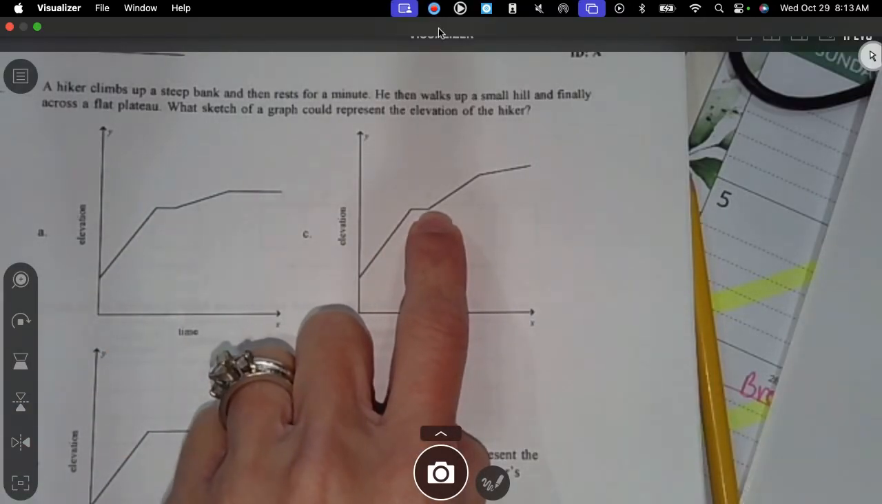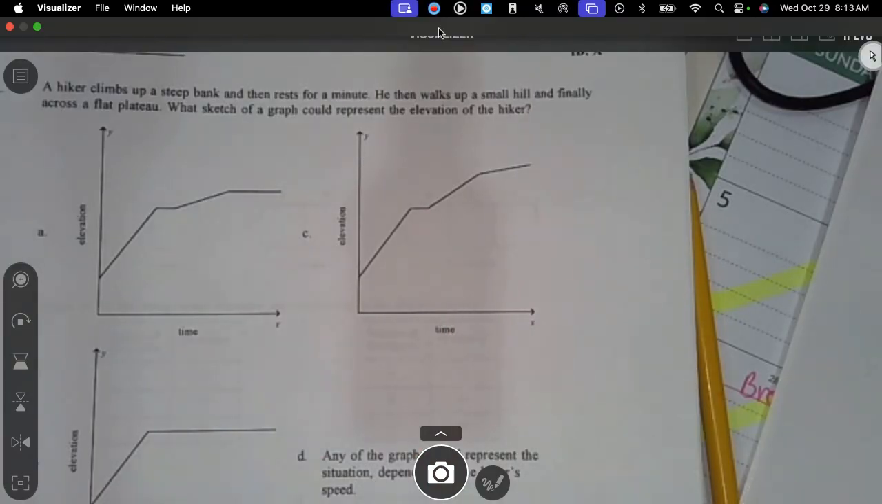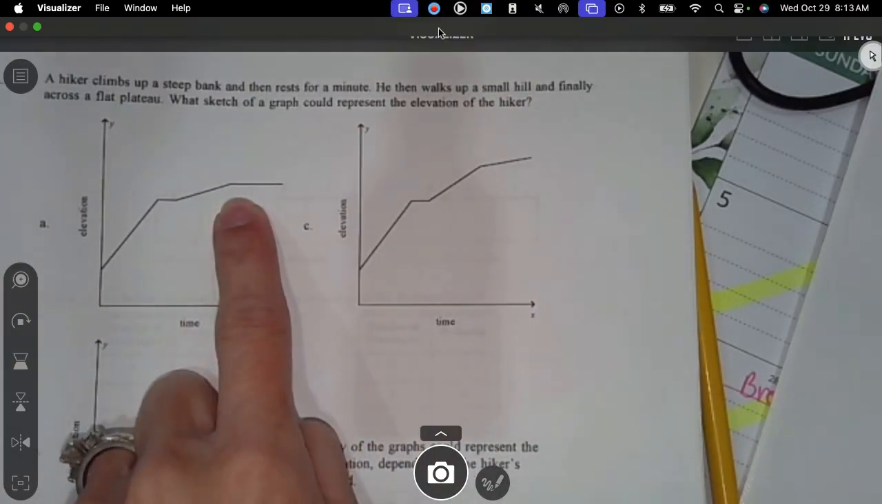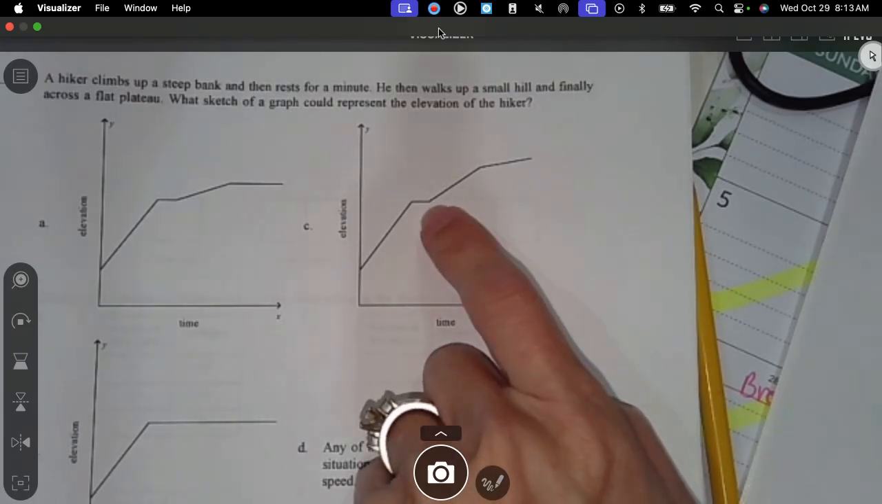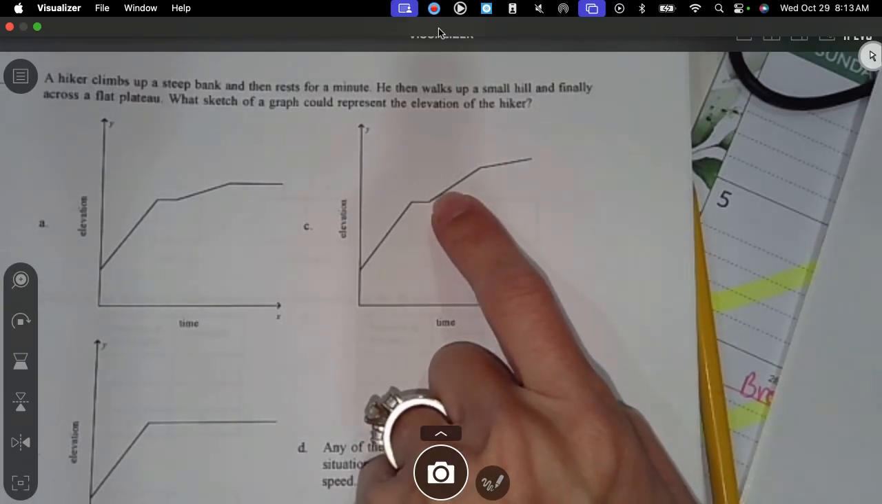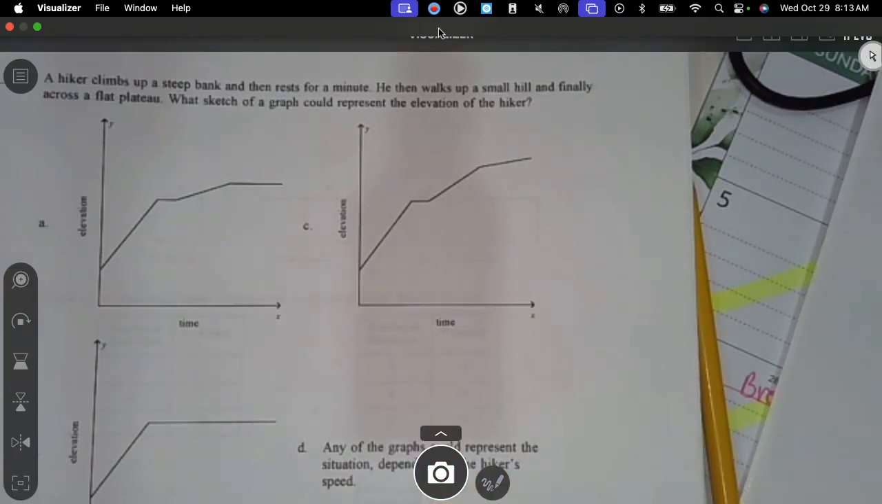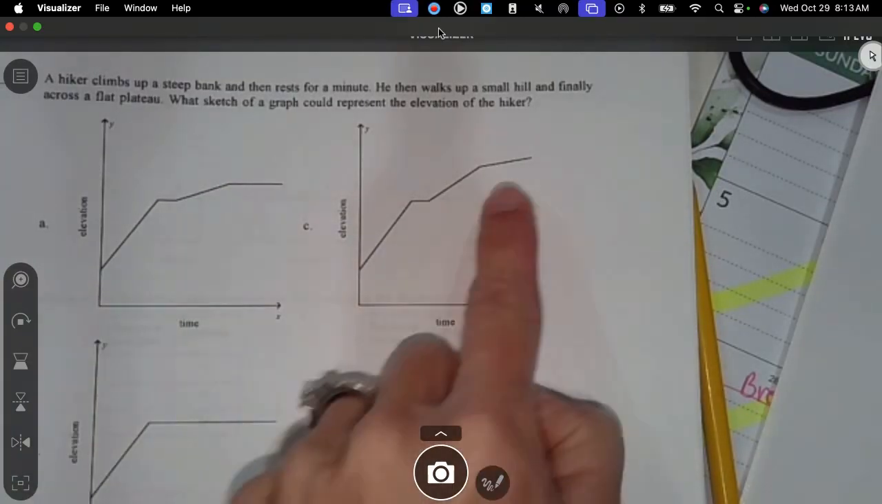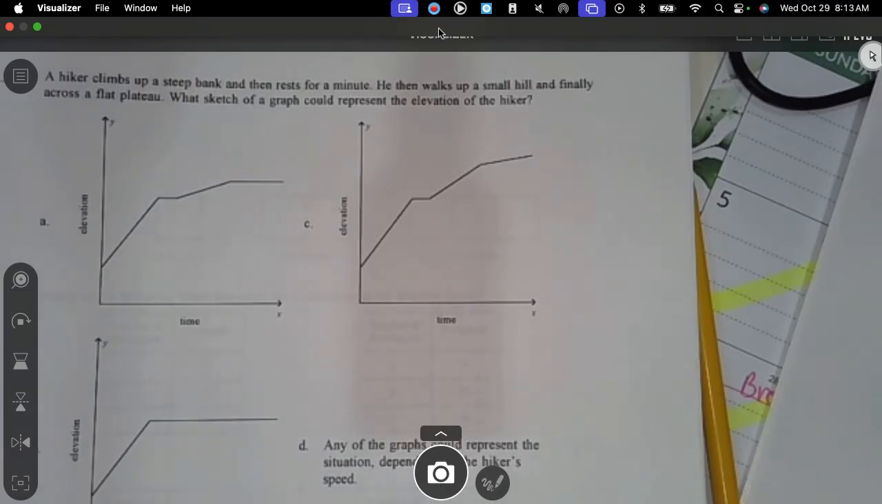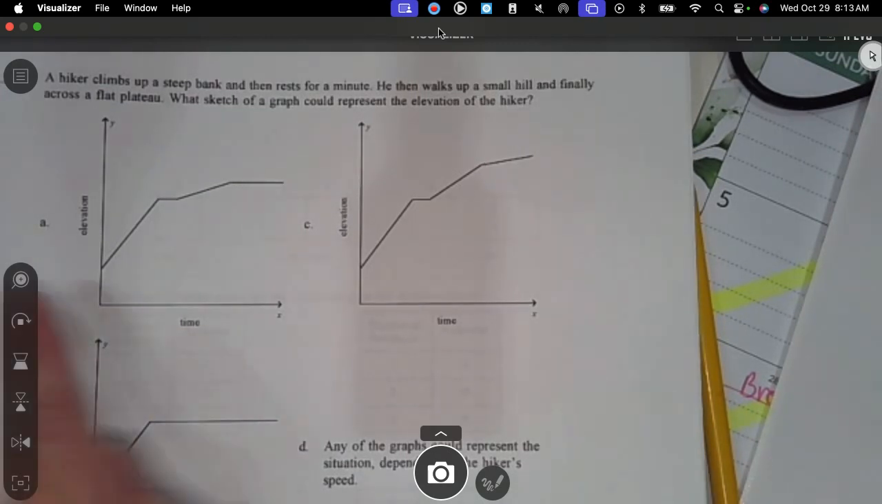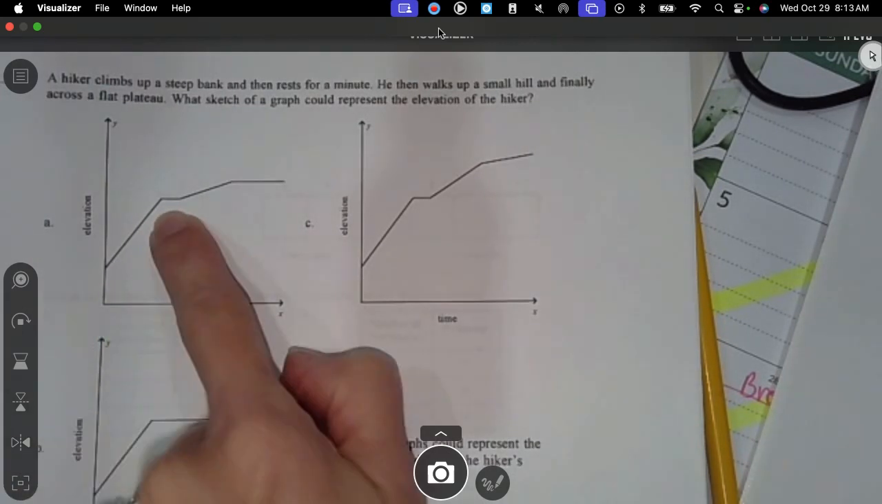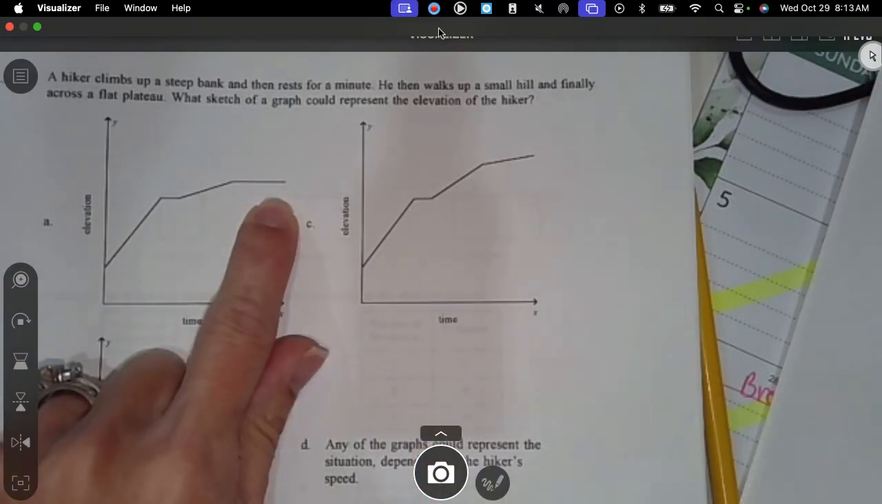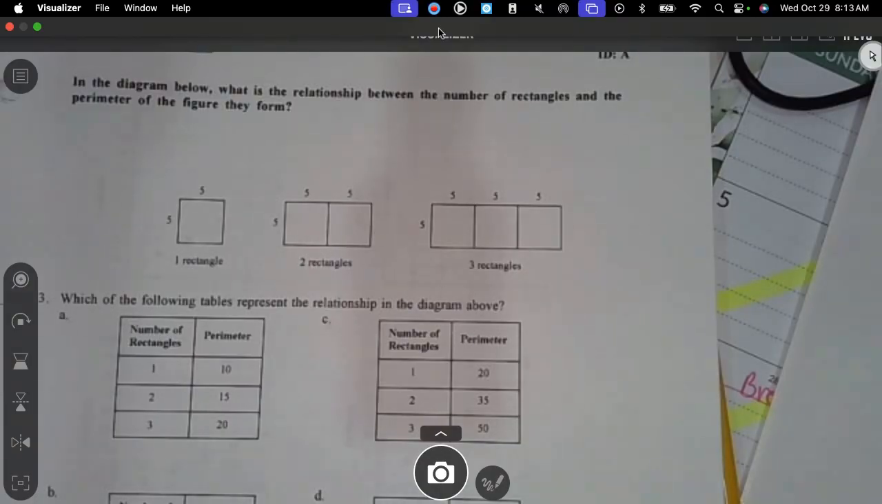Then it says he walks up a small hill. That looks like a small hill. That looks like it's a little steeper, but they both could represent the small hill. But then what's the last thing? A flat plateau. Which one of those looks like it's flat? A. So it's A. Does everybody understand that? You just go step by step through the graph. Okay? So steep hill, takes a break, small hill, flat plateau that he walks across. His elevation didn't change.